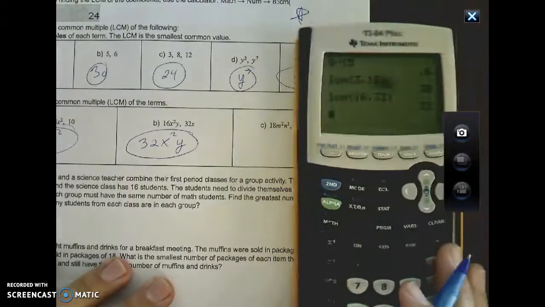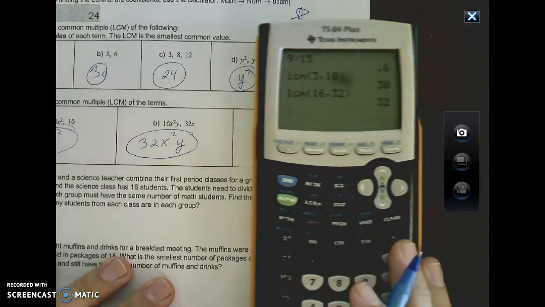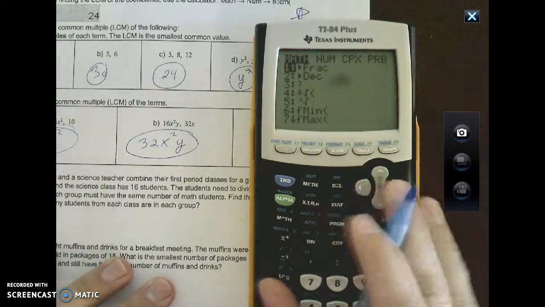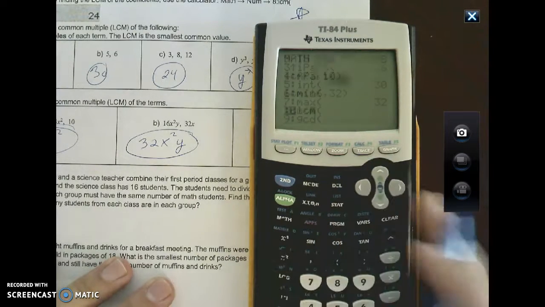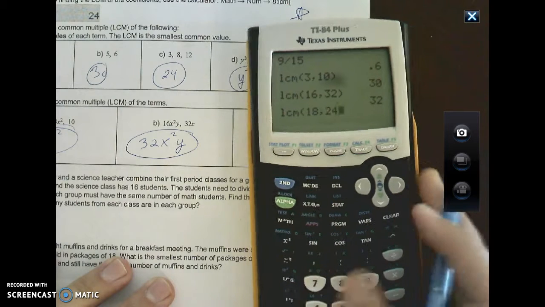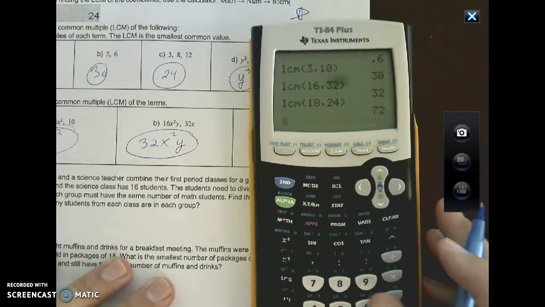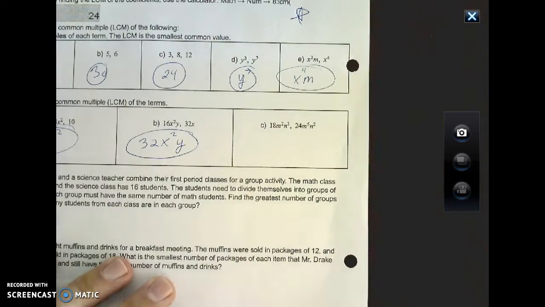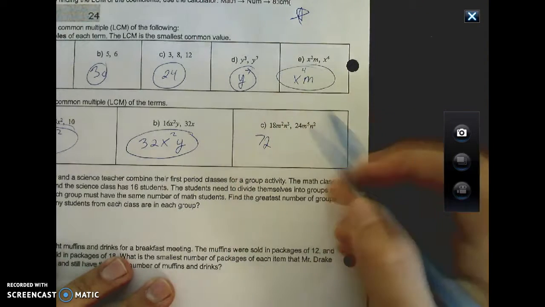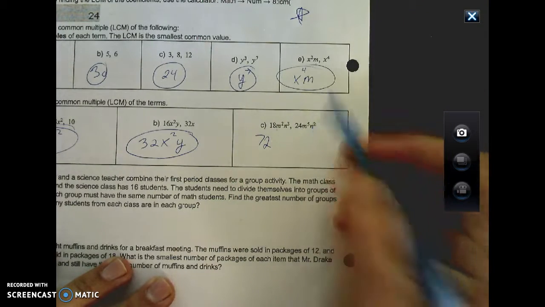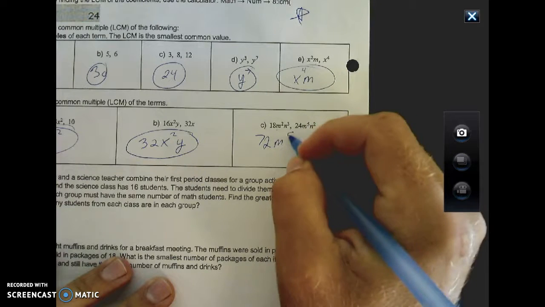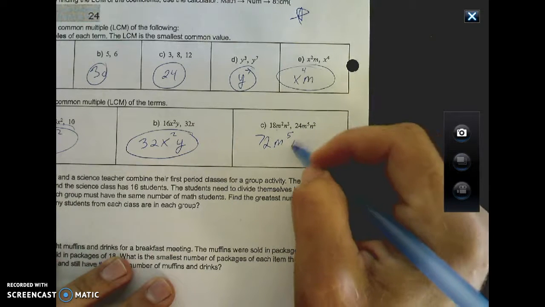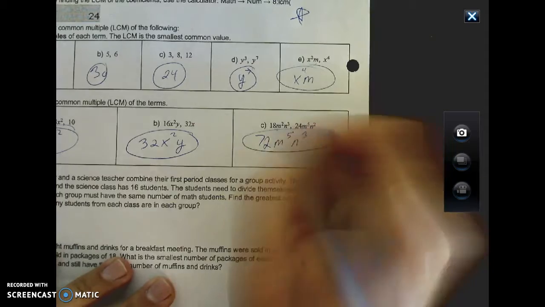Finally, losing light here. There we go. 18 and 24. My LCM is 72. Between m squared and m to the fifth, the higher one is m to the fifth. Between n to the third and n squared, n to the third is the higher one.